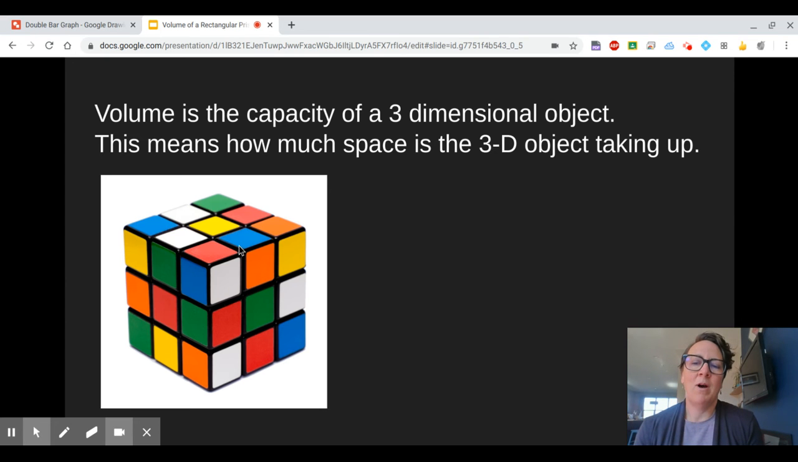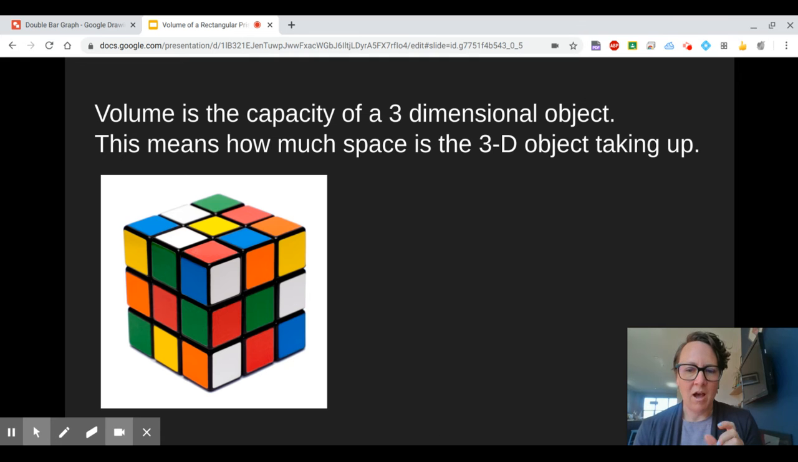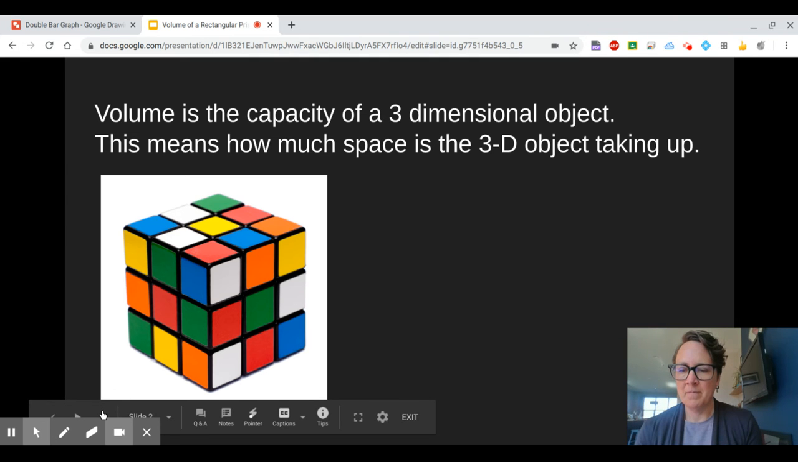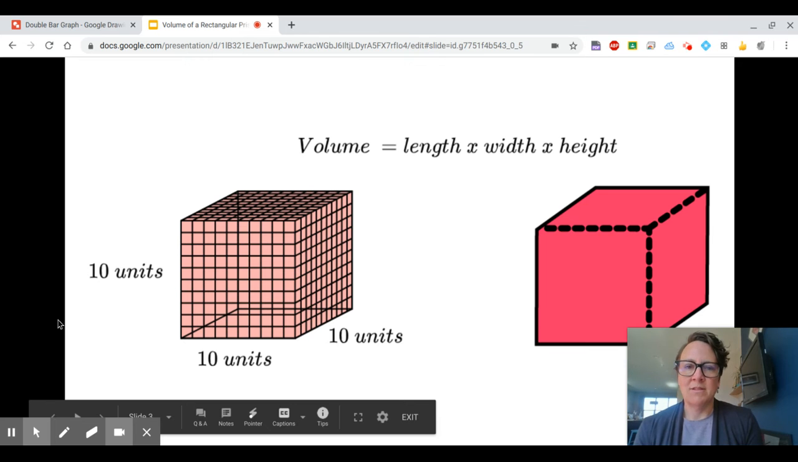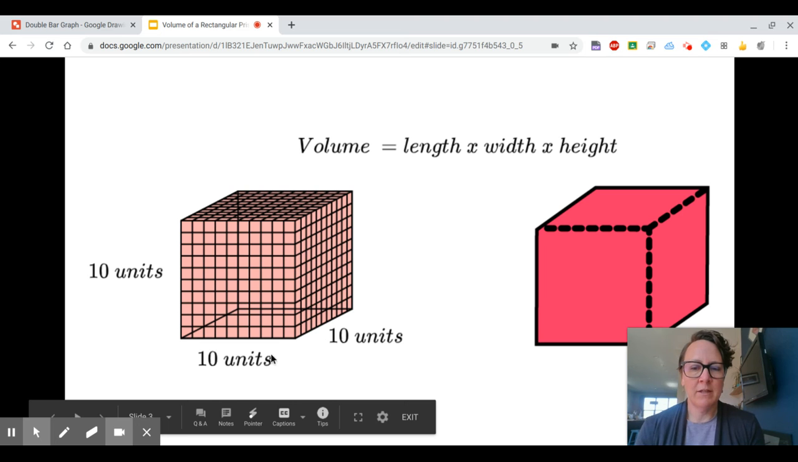You have 1, 2, 3, 4, 5, 6, 7, 8, 9 of them on the top layer. Then we have within these layers 1, 2, 3 layers. So it's basically 3 times 9, which makes it 27 of those little cubes. So that means for volume of any rectangular prism, we're looking at the formula that volume equals the length of it times the width of it times the height of it.